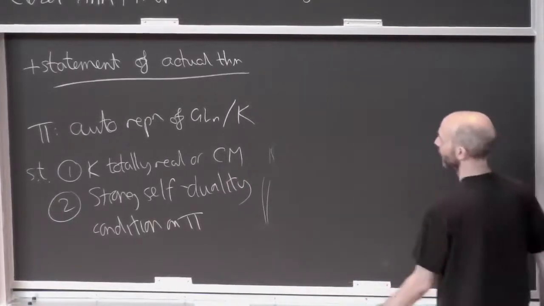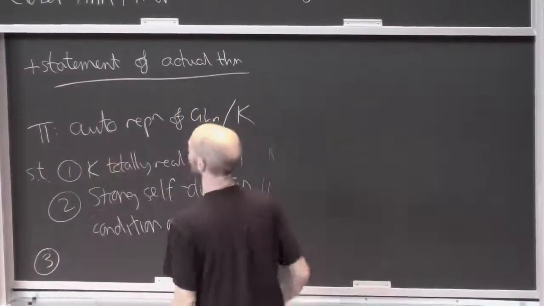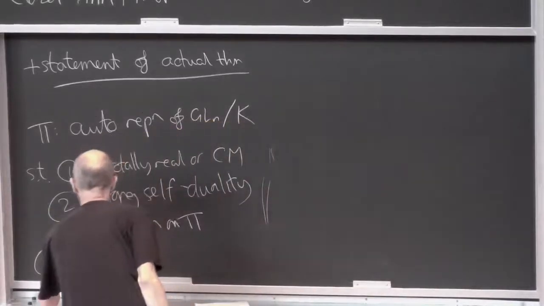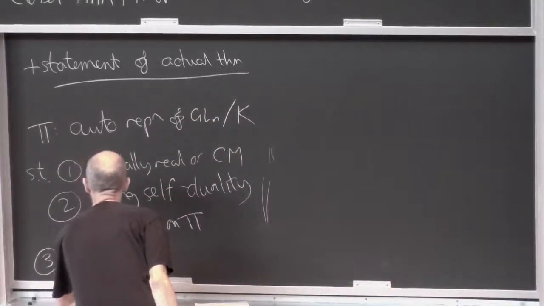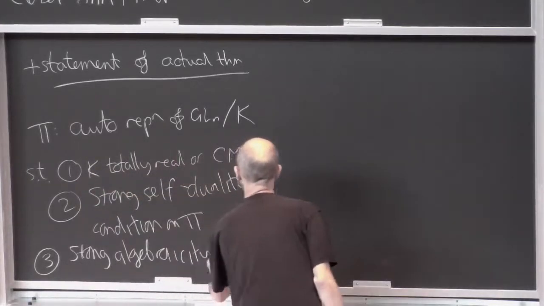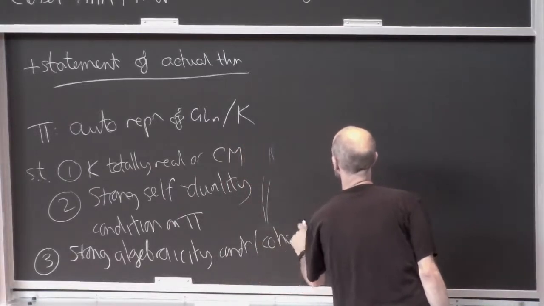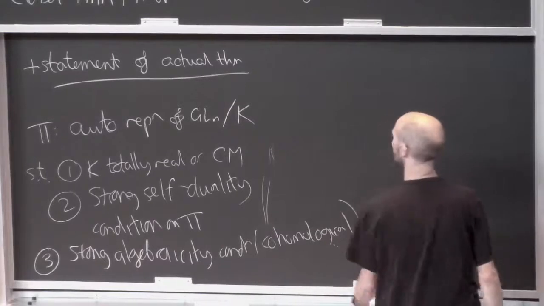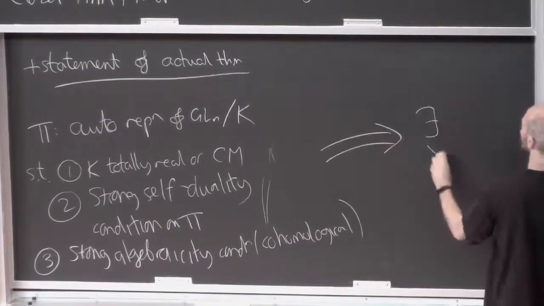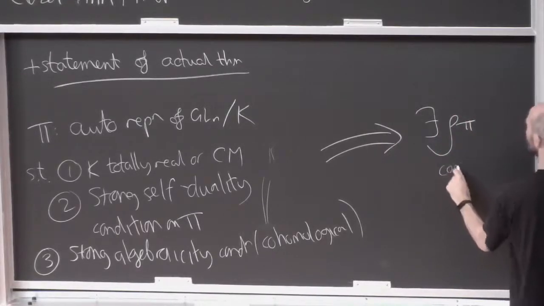So Clozel, then 3, he has to assume that pi is algebraic, but he needs more than algebraic, kind of a strong algebraicity condition. I'll call it cohomological. Given those things, Clozel constructed the compatible system.